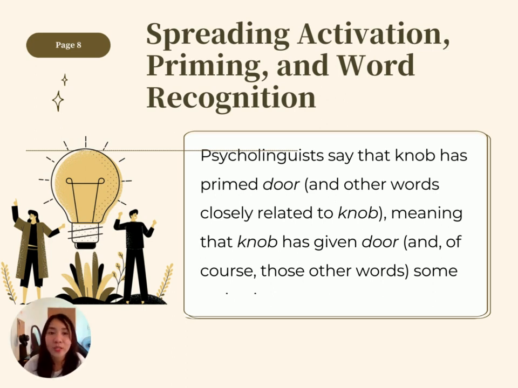Psycholinguists say that knob has primed door and other words closely related to knob, meaning that knob has given door and, of course, those other words some activation. In general, if making a particular response makes it faster for a person to make some other response, we say that the first stimulus has primed the second one. Hundreds of priming studies have been done with this task and several others to try to see what kinds of words, ideas, and phrases are related in people's minds.